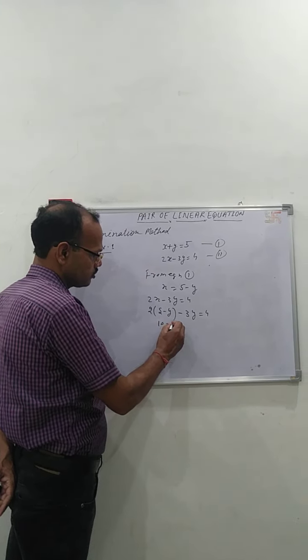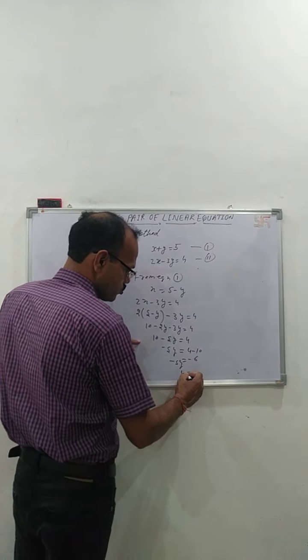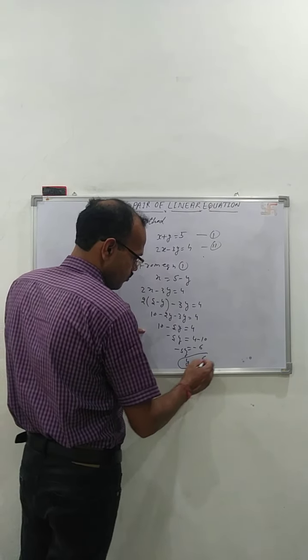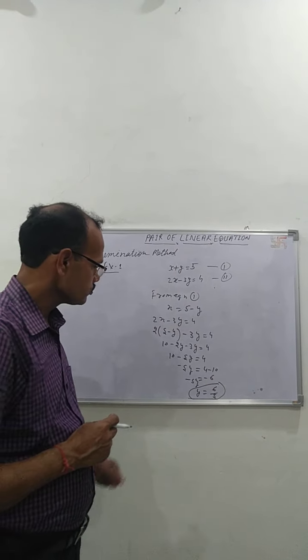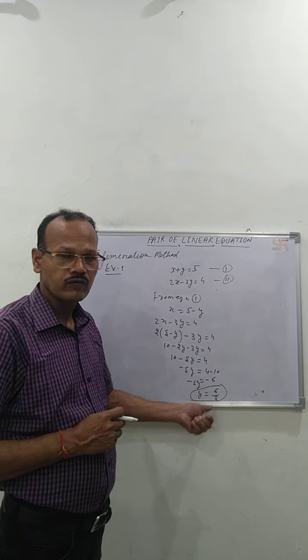On solving it, we get 10 minus 5y is equal to 4. So minus 5y is equal to 4 minus 10, that is minus 6. So finally y is equal to 6 divided by 5. This is the value of y. In this case, the minus has been cancelled from both sides. So finally the value of y we obtained is 6 upon 5.